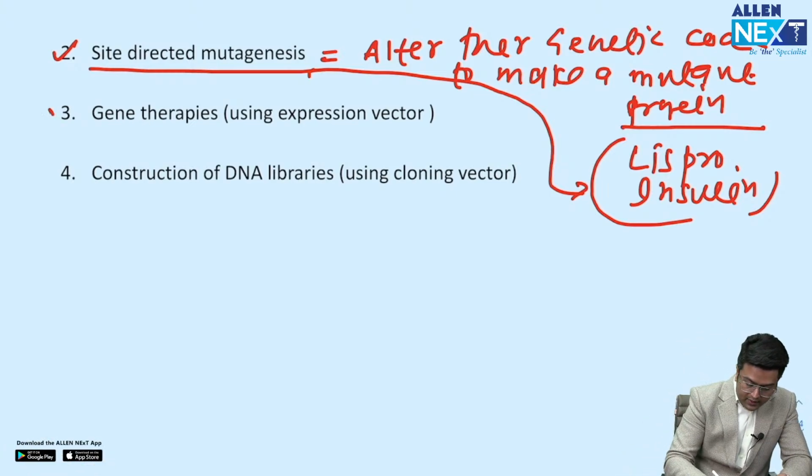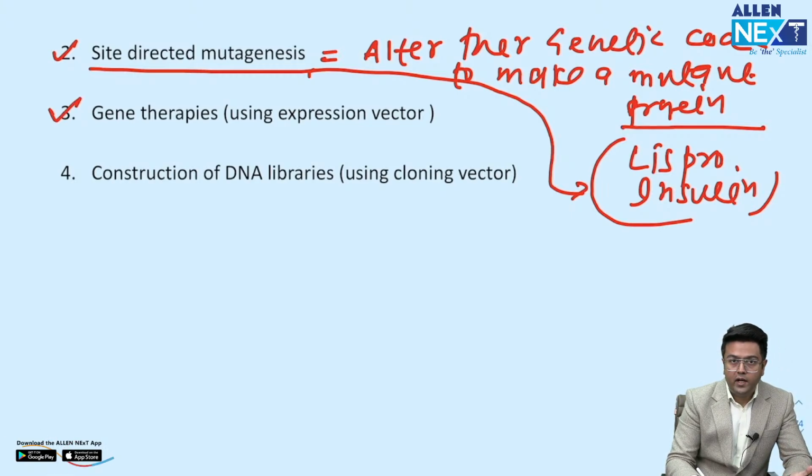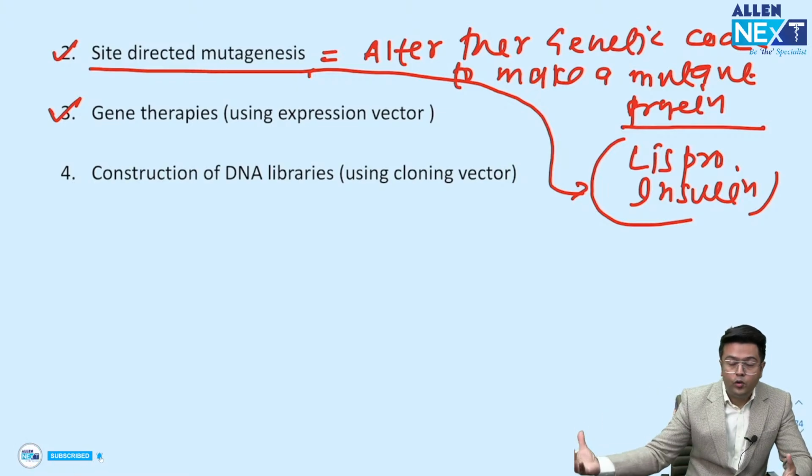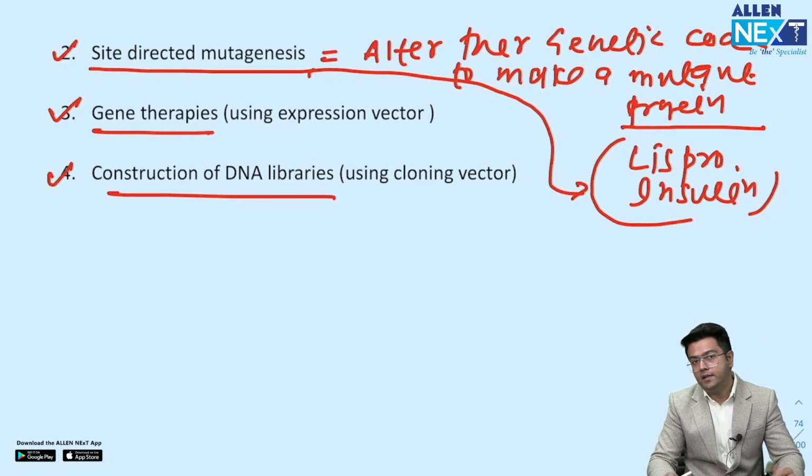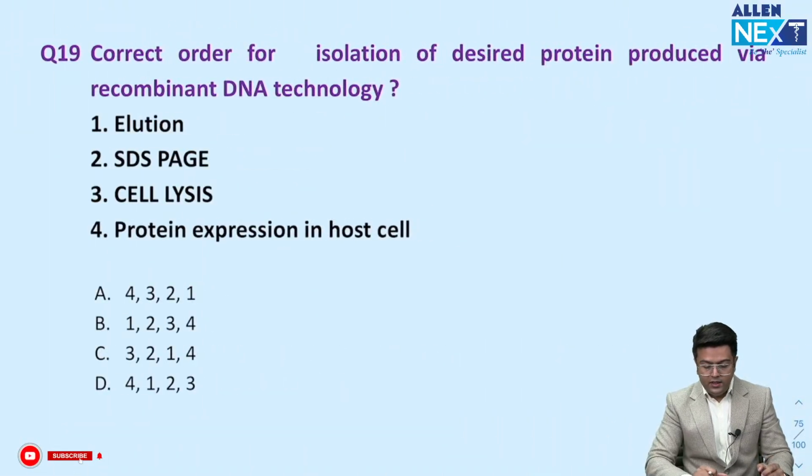So next is gene therapies. Guys, we can make viral vectors like adenoviruses, which contain the target gene, which can make the target protein in the human cells. Though not very successful, and guys, we can construct the DNA. Fine. So these are the uses.